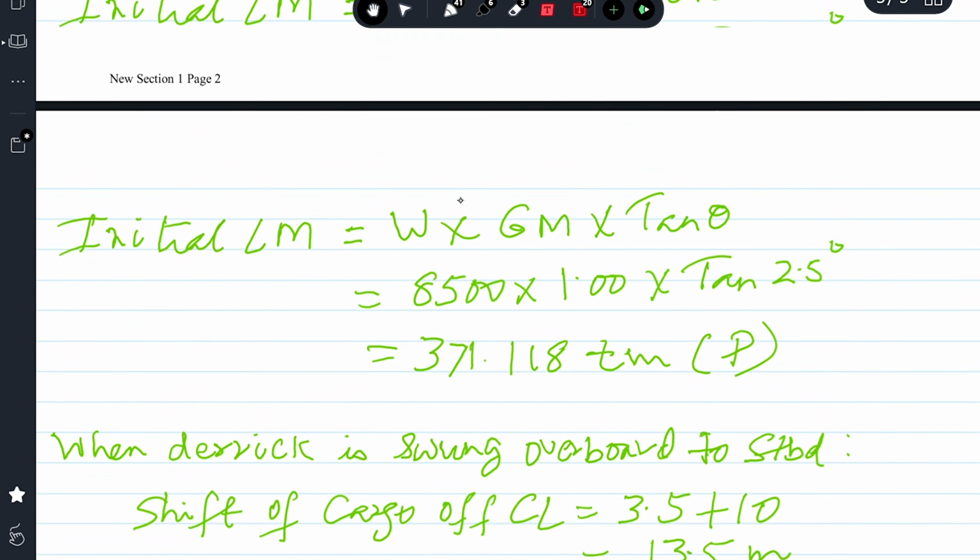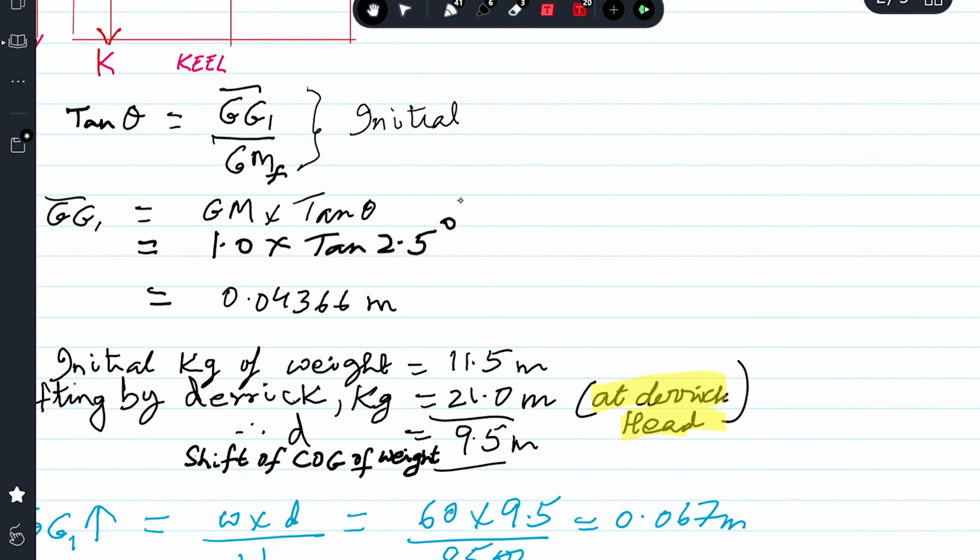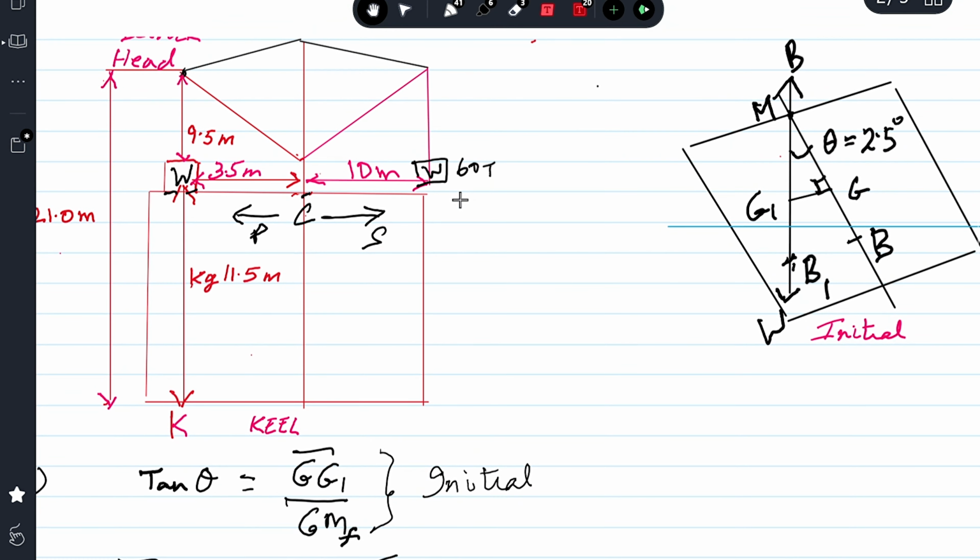Okay, you can watch it again, and if there are any comments, you can leave the comment. This is a typical examination, past examination paper question.